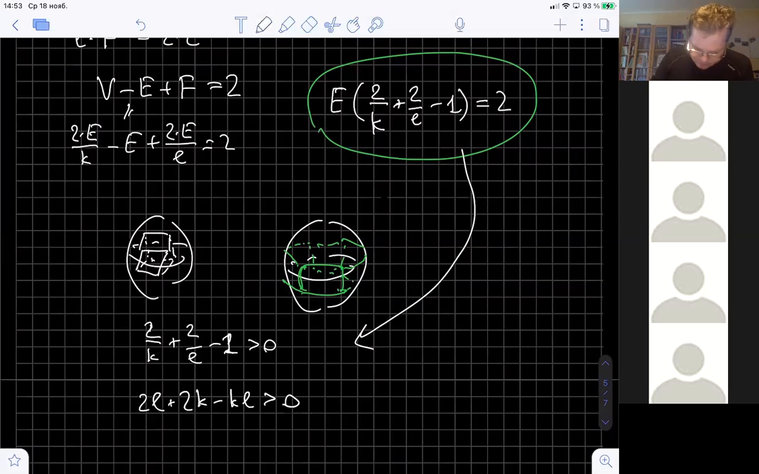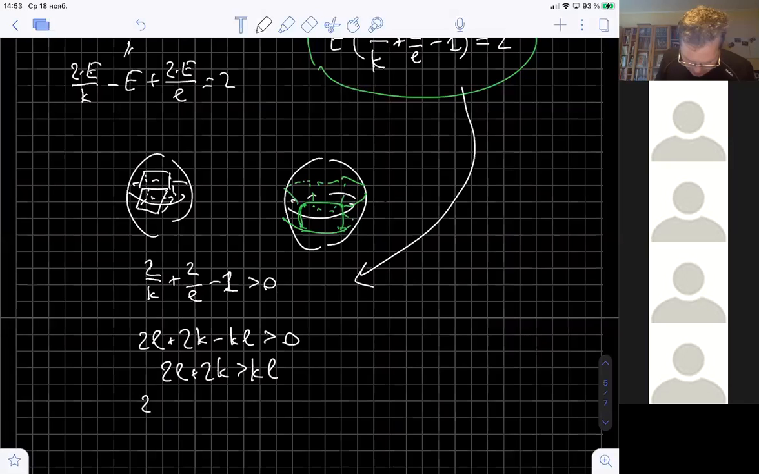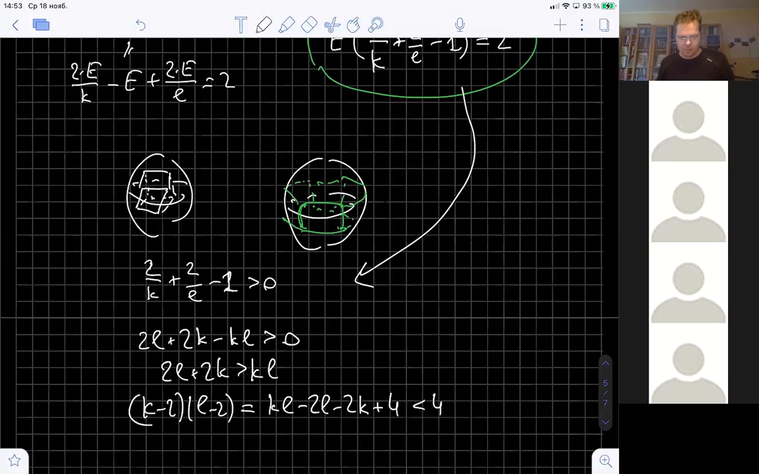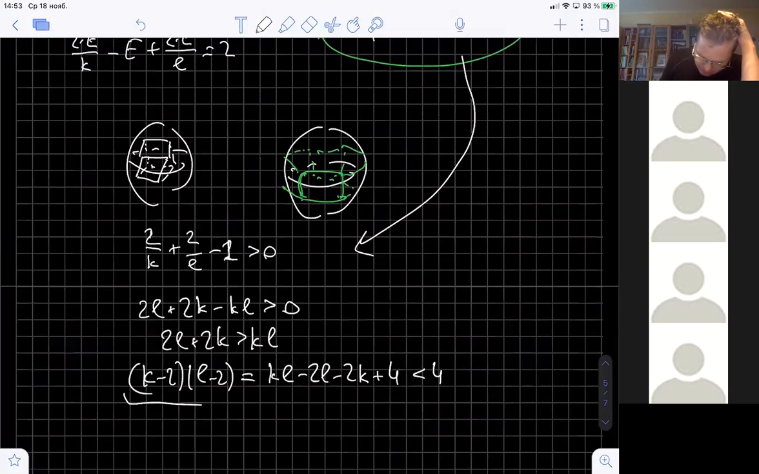Maybe I need to rewrite this. So 2l plus 2k is greater than kl, and so (k minus 2) times (l minus 2) is less than 4, yeah, from this one. So I have a restriction on k and l. Is it that (k minus 2) times (l minus 2) is not greater than 4?